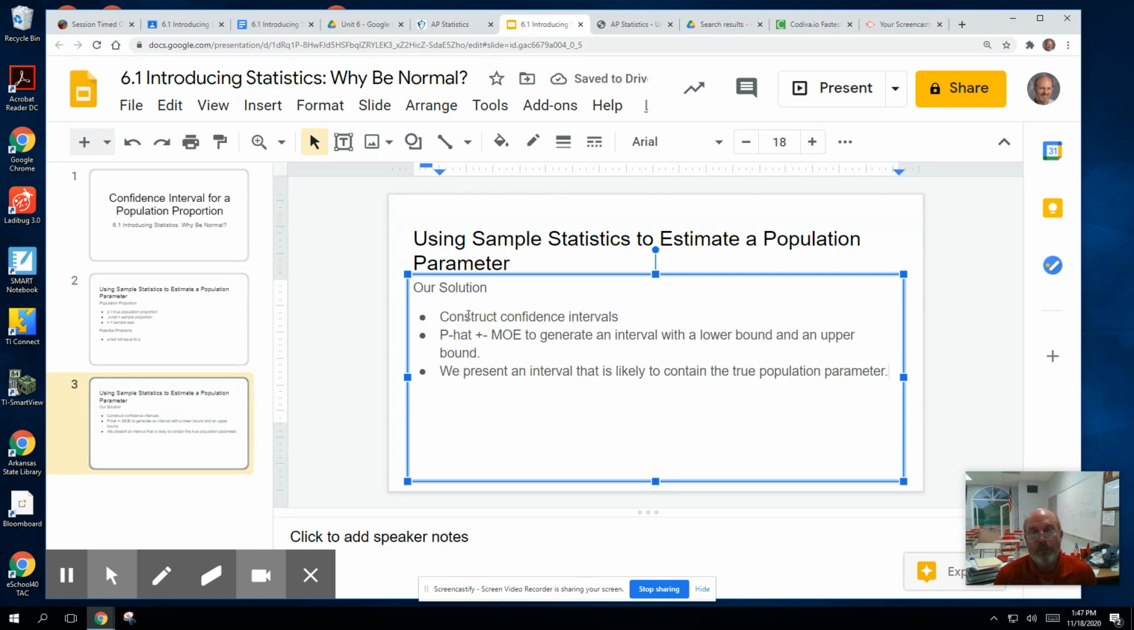We'll talk more in the next section about how we do that, how likely it is to contain it, how we restrict it and measure those things, and how we determine the likelihood of it containing the true population parameter, in this case a proportion, or how we determine the margin of error. We'll talk about all that in the next video.